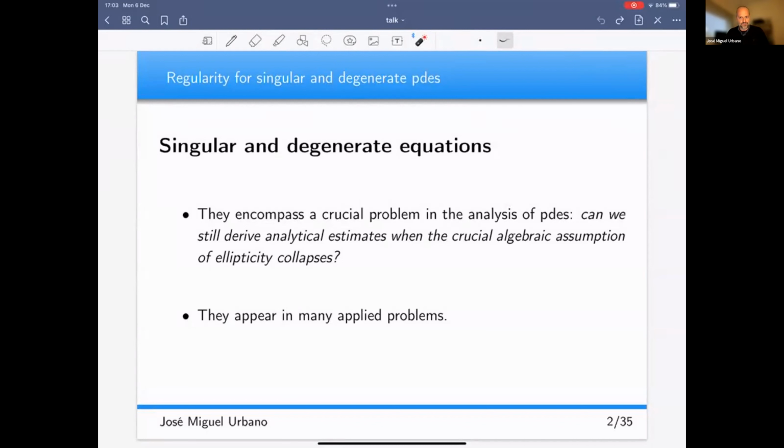collapses in the PDE. So the techniques that we know to obtain regularity are based on deriving analytical estimates from algebraic assumptions, and the most well-known is ellipticity. So when ellipticity collapses, when the modulus of ellipticity becomes 0 or infinity, can you still obtain regularity results for the weak solutions? And this is a very interesting problem in analysis.